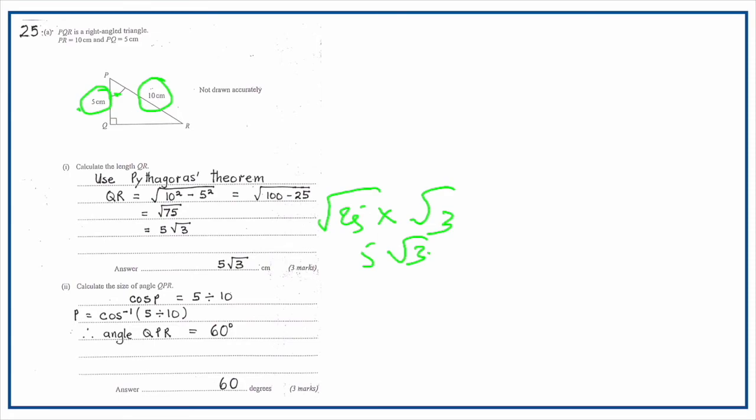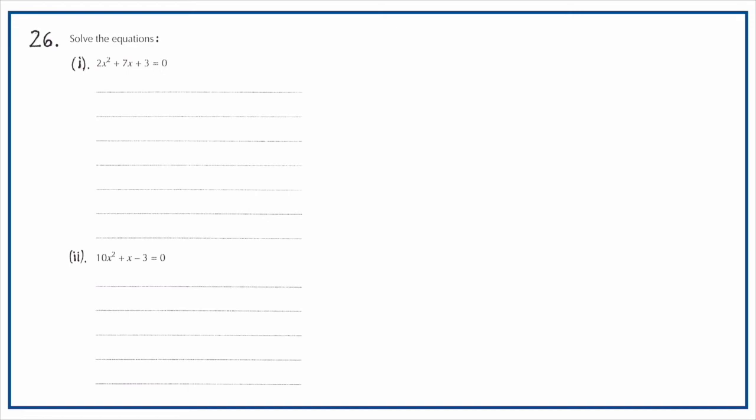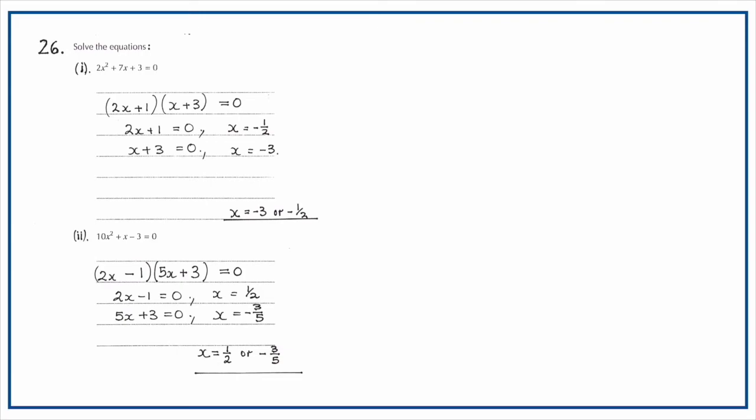Question 26, solve the equations, part 1: 2x squared plus 7x plus 3 equals 0. It factorizes as 2x plus 1 in one bracket times x plus 3 in the other bracket equals 0. So x equals minus a half and x equals minus 3. So the answer is x equals minus 3 or minus a half.